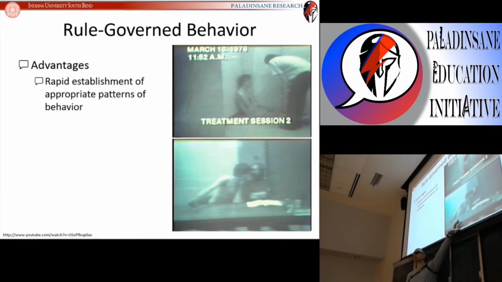If Dr. Fox had not verbalized the rules, Harry eventually would have figured them out, but it would have taken him probably months instead of the few days that the treatment actually took. It would have taken him much, much longer to establish that appropriate behavior. So it is rapid establishment of those appropriate patterns of behavior that is the major advantage of rule-governed behavior.